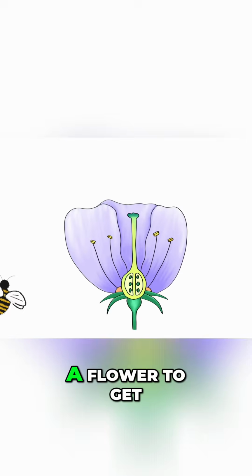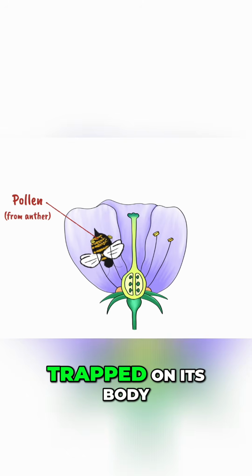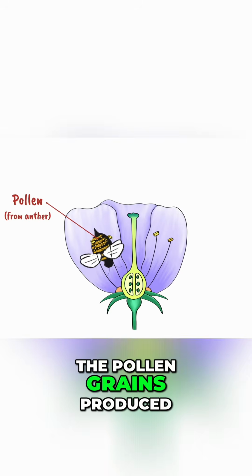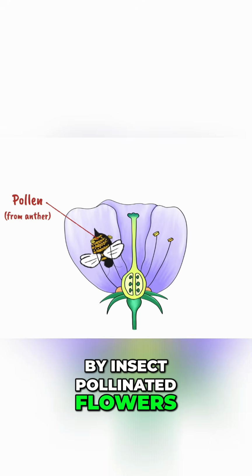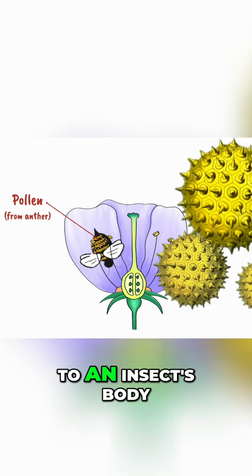As an insect visits a flower to get its fill of nectar, it can't avoid getting pollen from the anthers trapped on its body. The pollen grains produced by insect-pollinated flowers tend to be sticky or spiky, so it's really easy for them to cling to an insect's body.